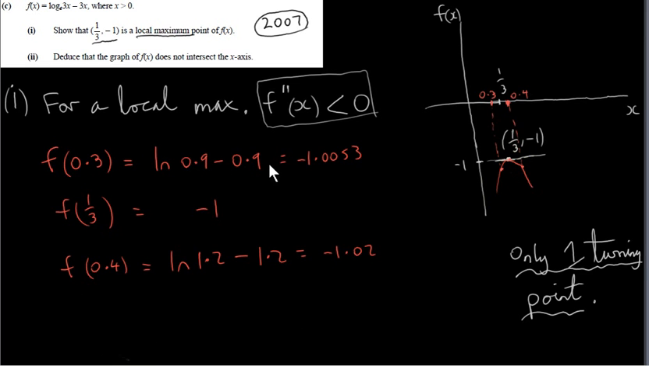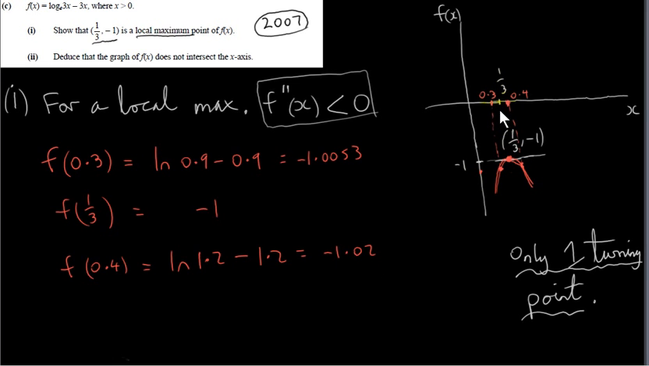I've just done the calculations here to show you. If we work out f of 0.3, we actually get minus 1.0053. So we do get a value that's less than minus 1, slightly less than minus 1. If we work out f at 0.4, we get minus 1.02. This is given to 2 decimal places. So again, we get a value that's less than minus 1. So indeed, doing it this way, we can see that we have a local max at x equals 1/3.